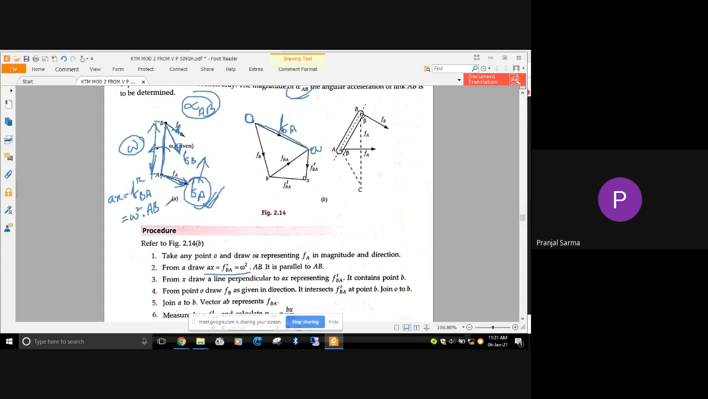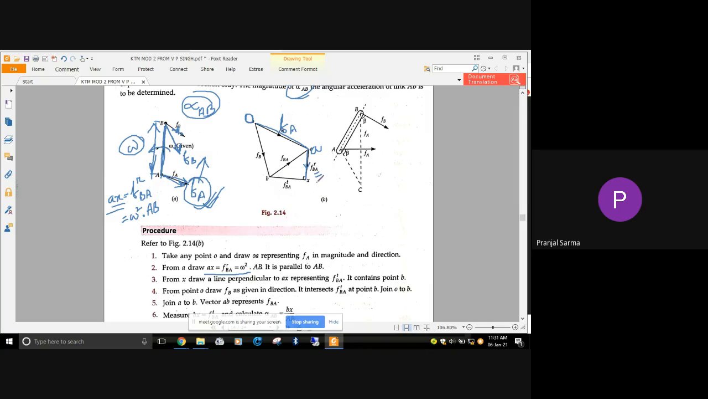Yes. And what will be the direction for the radial component? The radial component is along the link, right? So parallel to this link, we are going to draw this AX. The magnitude will be omega square into AB, and the direction will be parallel to AB. So this one, as per whatever the scale is. This one is the radial component.